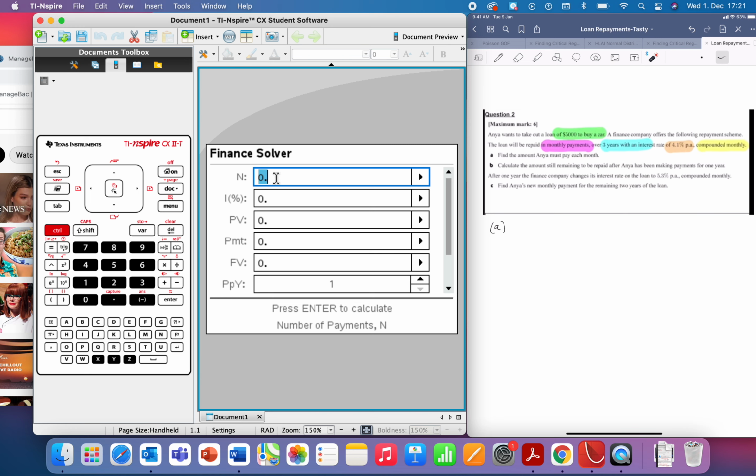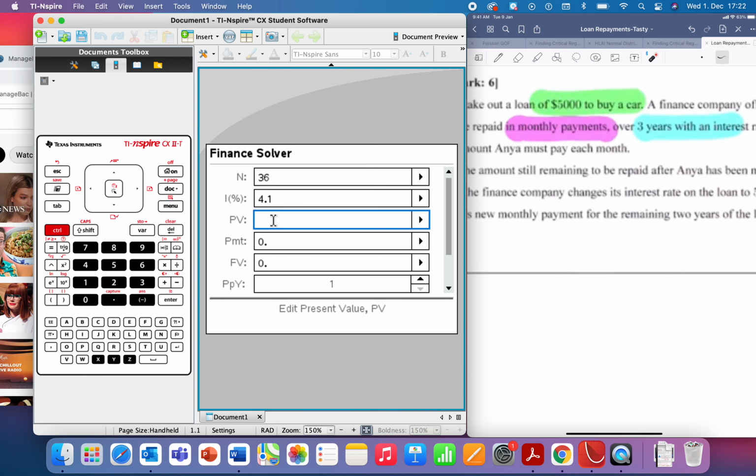Okay, so N is the number of payments that we're going to make, so it's the number of repayments. 3 years, monthly payments, so that's 3 times 12, which is 36. The interest rate, this is always the yearly per annum interest rate, that's 4.1. The present value, well, this is the loan amount that you're receiving, right? And you're receiving 5,000. It comes into you, so it's a positive.